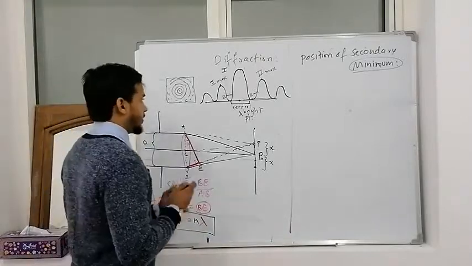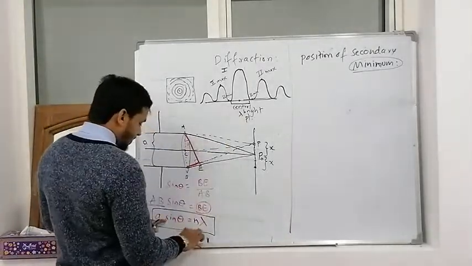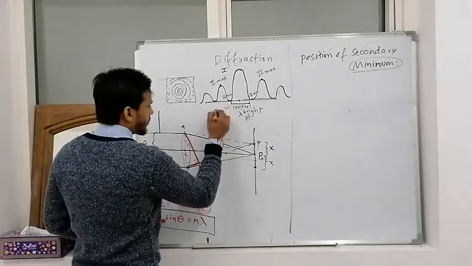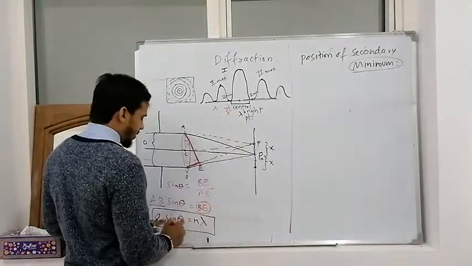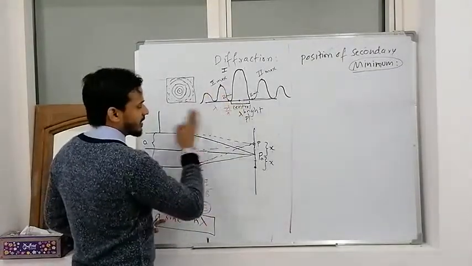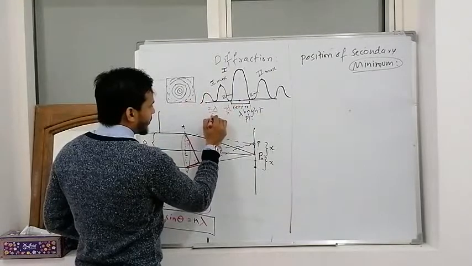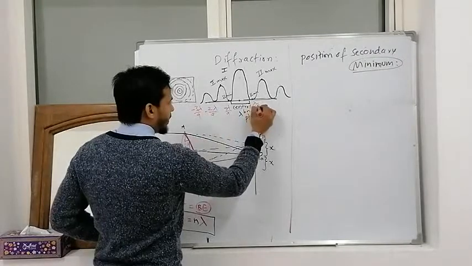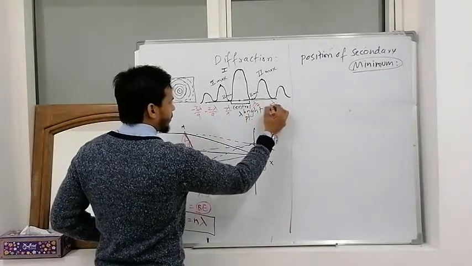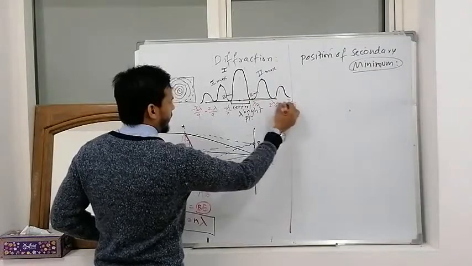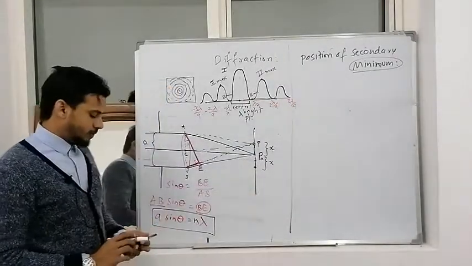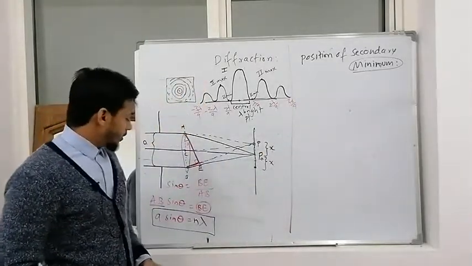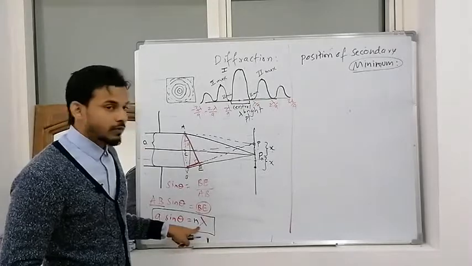How much? N multiples of lambda. So I'm going to write here. This is sine theta. If I discuss the relation between intensity and theta, you can put minus lambda by A, minus 2 lambda by A, minus 3 lambda by A. Here lambda by A, 2 lambda by A, 3 lambda by A. That is the scale. You know this. Now here it's minimum, n multiple of lambda.